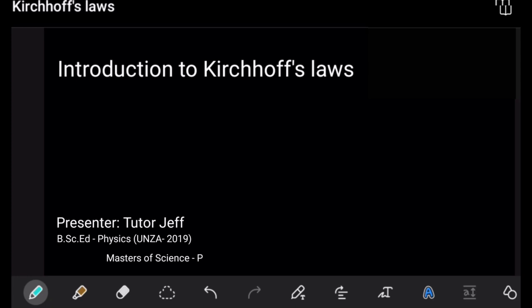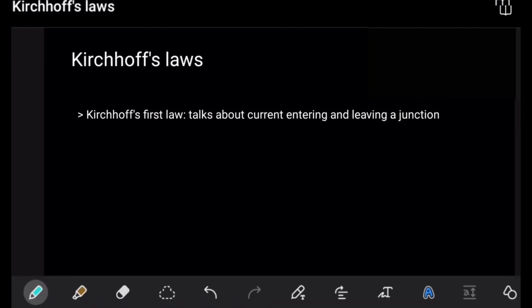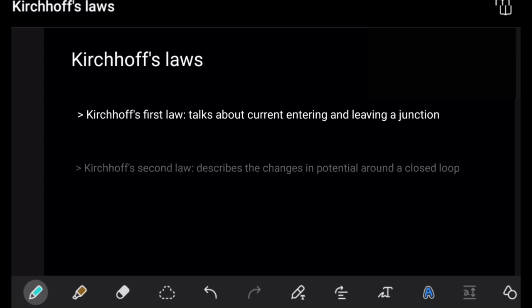Hello students, in this video we're going to look at Kirchhoff's laws. Now there are two laws that Kirchhoff came up with. The first law, also called the junction law, talks about the current entering or leaving a junction, while the second law talks about the potential changes around the circuit, around the closed circuit. The two laws are very important when it comes to analyzing circuits.